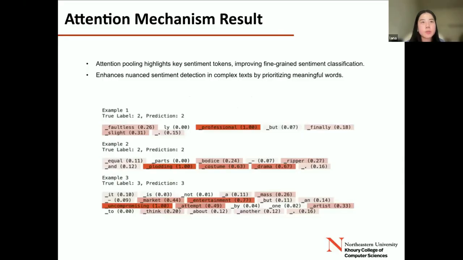So here is just a visualization of how the attention pooling layer that we added to the fine-tuning process really works. The attention pooling mechanism assigns higher importance to sentiment-rich words, like we can see here, professional or plotting. It really helps the model to focus on the key terms rather than treating all the words equally. And this allows it to better capture the nuanced sentiment distinctions.